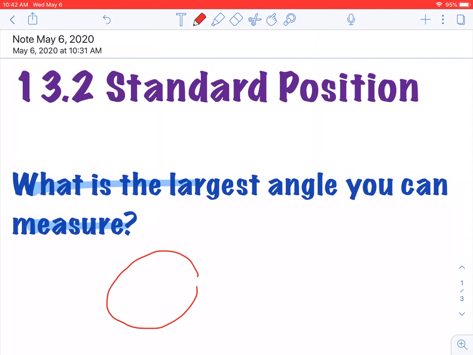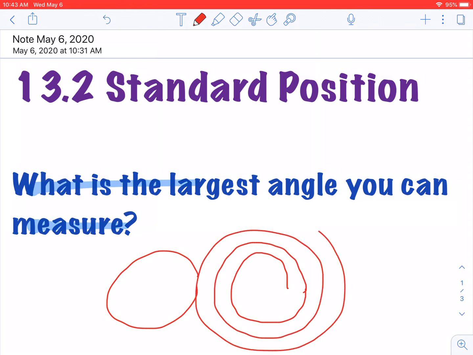But actually, that's not necessarily true. The largest angle we can measure is actually greater than 360. Because if we think about it, an angle doesn't have to stop at 360. It can keep going around and around and so on and so forth, which I think we get the picture. So therefore, the largest angle we can measure is actually an infinitely large angle.